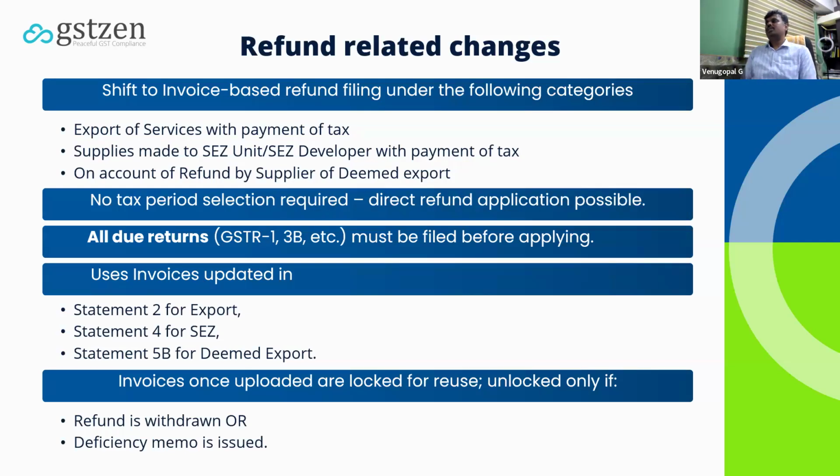They are shifting to invoice-based refund filing under the following categories. Export of services with payment of taxes. And please note it is services with payment of tax. For goods with payment of taxes, they have already moved to invoice-based. Filing of the shipping bill itself is a refund application. So for services, again with payment of taxes, they have shifted to invoice-based filing, where you can select the invoices in the tax period and make a refund application. Yeah. So these changes are chronologically being done in other places where the refund is being filed.